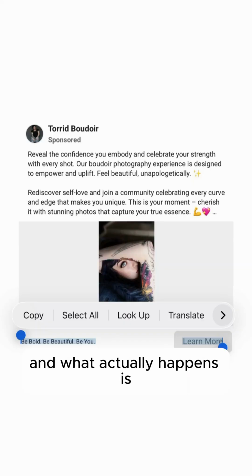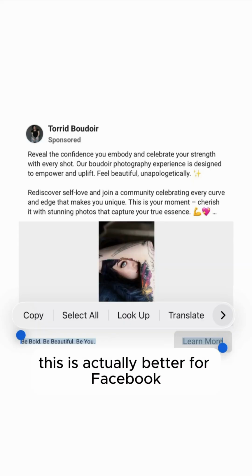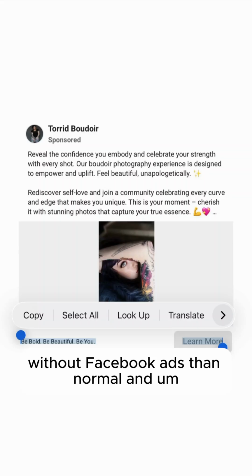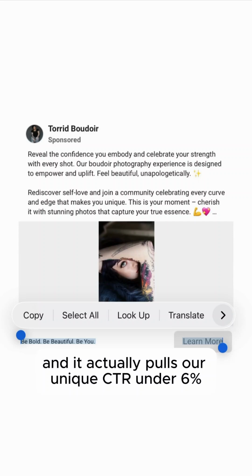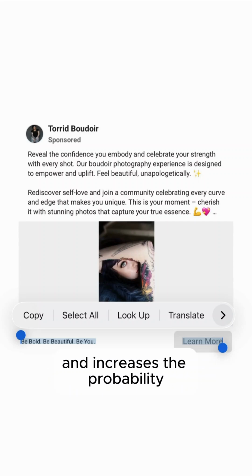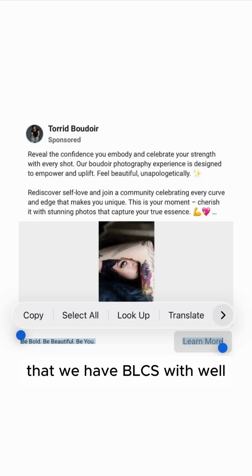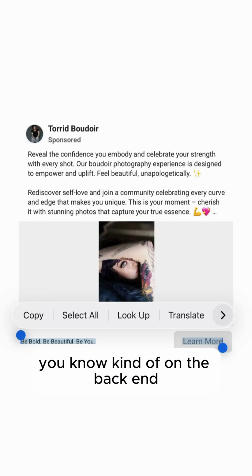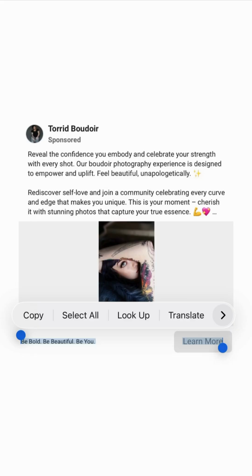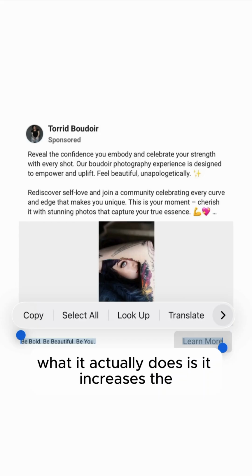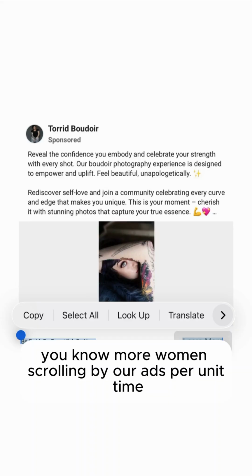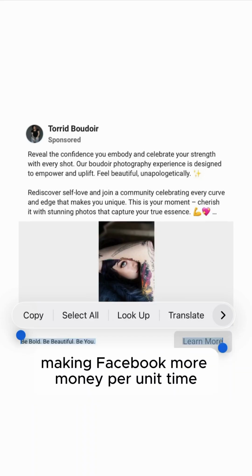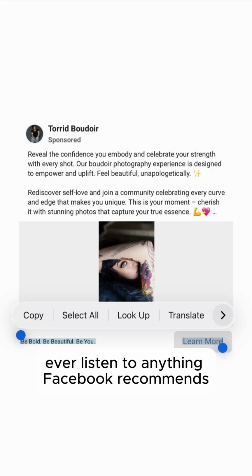And what actually happens is this is actually better for Facebook. So it's worse for us. It causes way more women to scroll by our Boudoir Facebook ads than normal, and it actually pulls our unique CTR under 6% and increases the probability that we have BLCS, Boudoir low click syndrome. On the flip side for Facebook, more women scrolling by our ads per unit time increases the amount of ads Facebook can serve per unit time, making Facebook more money per unit time. That's why you never ever listen to anything Facebook recommends.